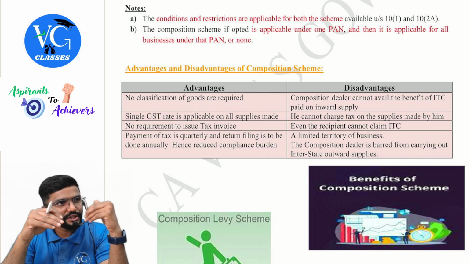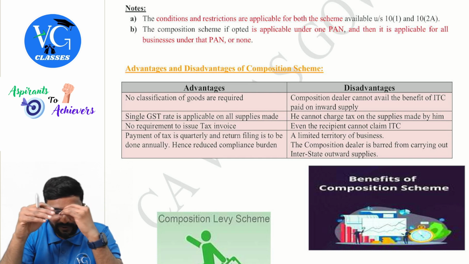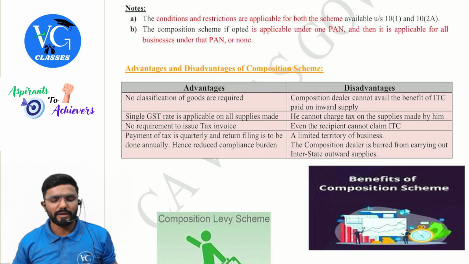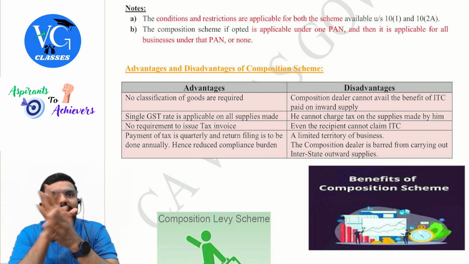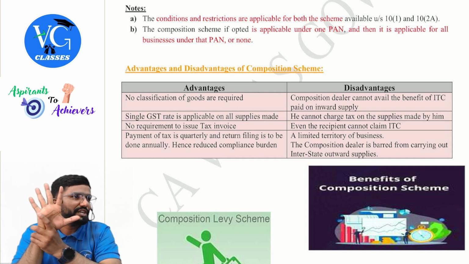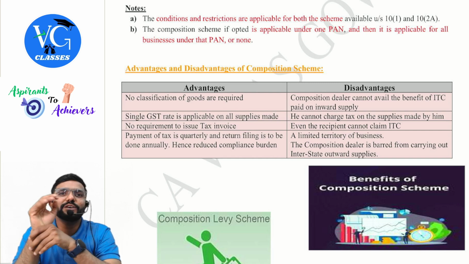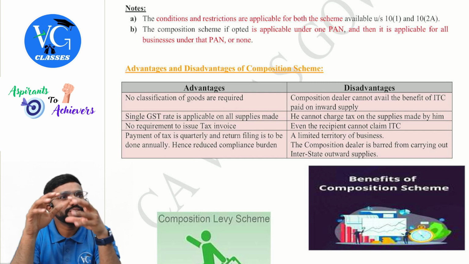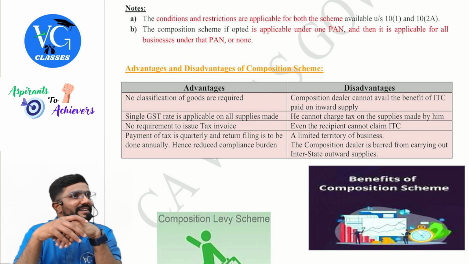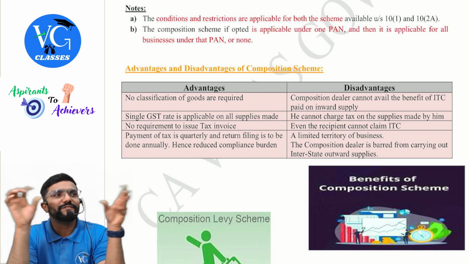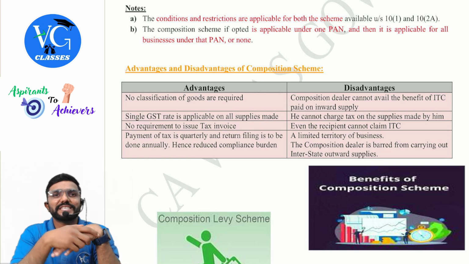Next, the composition scheme, if opted, is applicable under one PAN, and then it is applicable for all the businesses under one PAN or none. Now listen, guys. I have operations in 5 states. I am registered in all the 5 states. Can I follow composition scheme? Yes. Sir, you told you cannot supply outside the state. I told I cannot supply outside the state. But can I have business in multiple states? Yes. But in each of these states, I cannot supply outside the state.